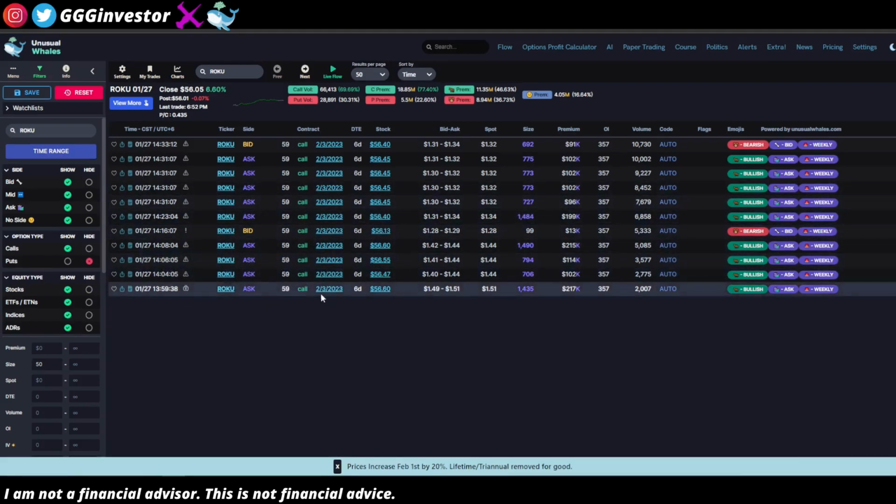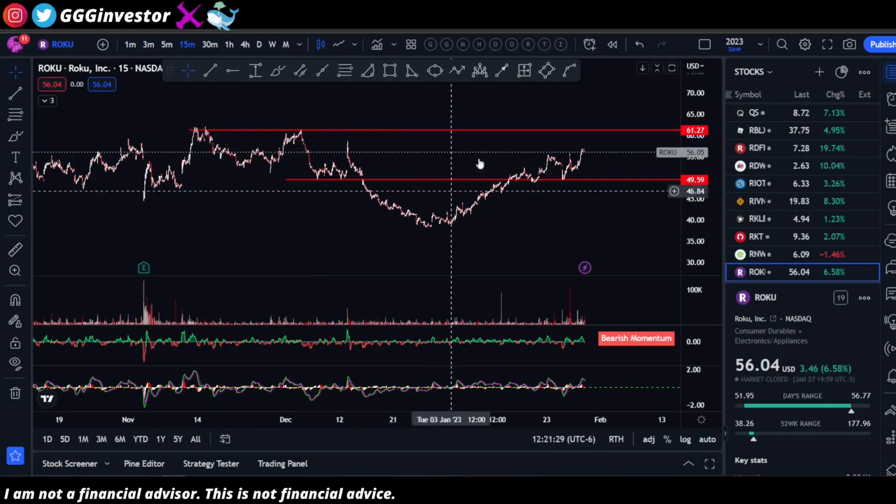The only thing I will say is this is very short term. It's February 3rd, so that is just a weekly. So this is going to be more of a higher risk, higher reward play, but definitely want to keep an eye on. So now that we've basically established that there is bullish sentiment coming in for Roku next week, although they are high risk, high reward, we do want to kind of confirm that with the chart.